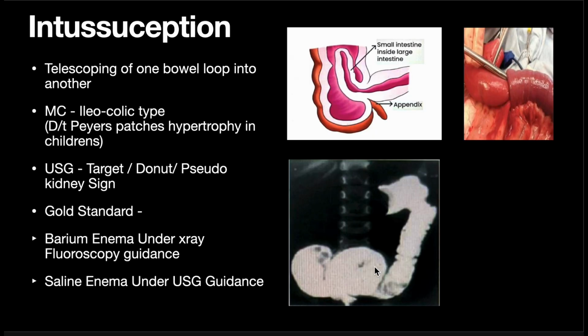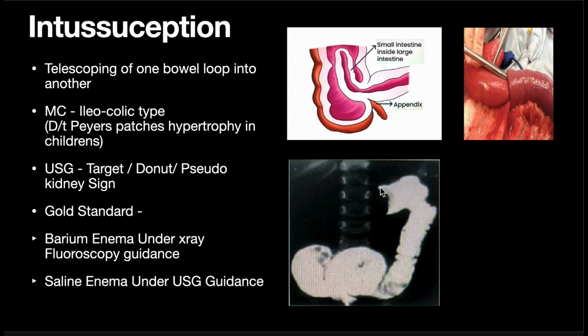So first we are going to see intussusception. What is intussusception? It is the telescoping of one bowel loop into another, and the most common site is ileocolic type, where hypertrophy of Peyer's patches, which is commonly seen in children, will act as a lead point upon which intussusception occurs. Most commonly, if we do ultrasound, we will find target sign, donut sign, or pseudokidney sign, whereas the gold standard is barium enema or saline enema under ultrasound guidance.